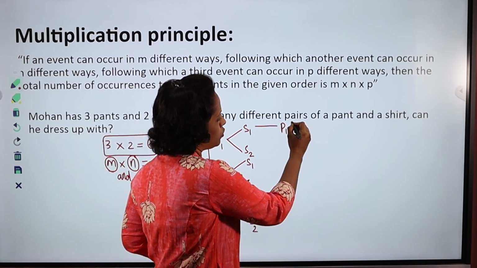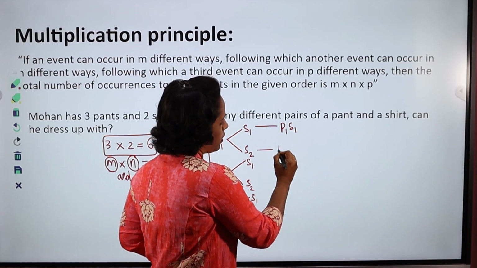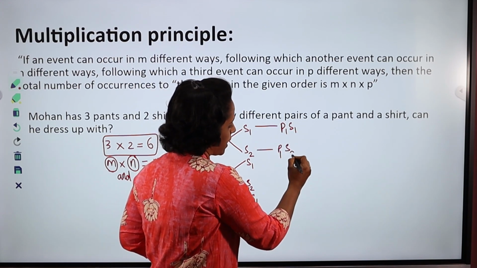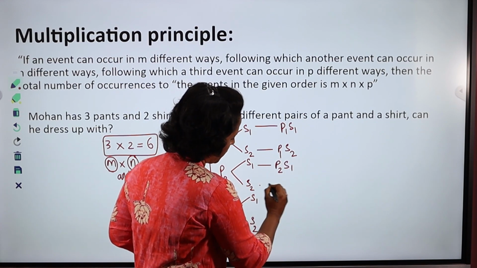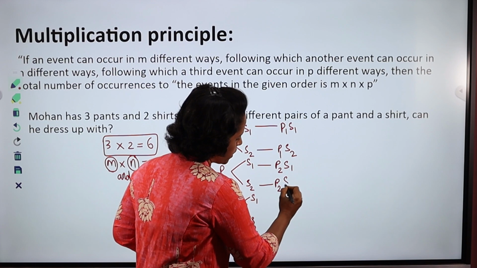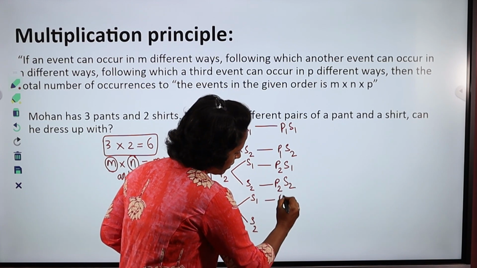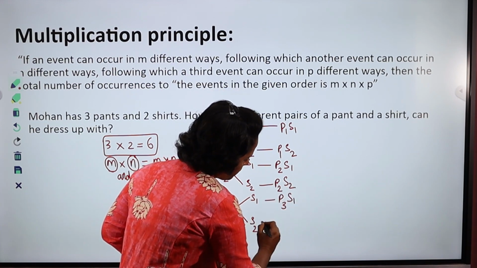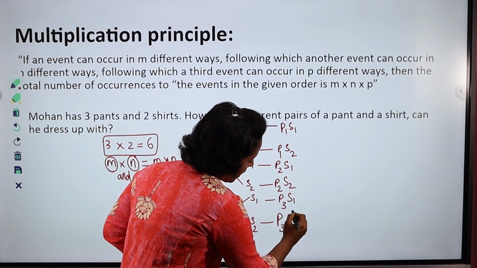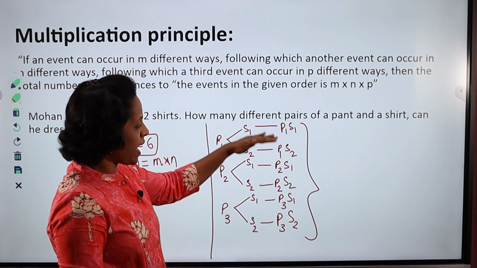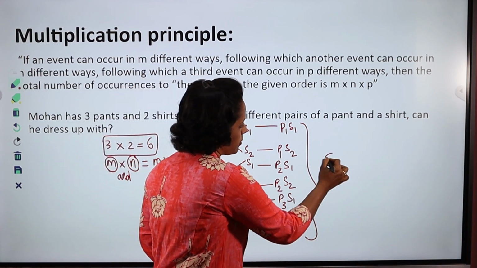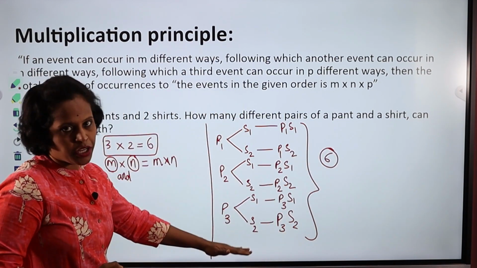Pant 1 goes with shirt 1. Pant 1 goes with the second shirt. Pant 2 goes with shirt 1. Pant 2 goes with shirt 2. Pant 3 with S1. Pant 3 with S2. So, if we count these arrangements, how many do we have? 6. So, this is the traditional method.